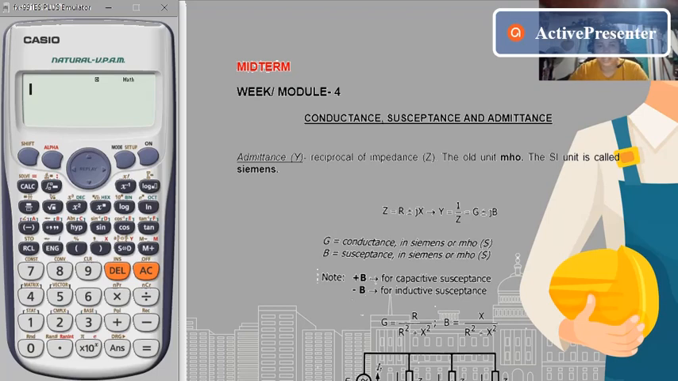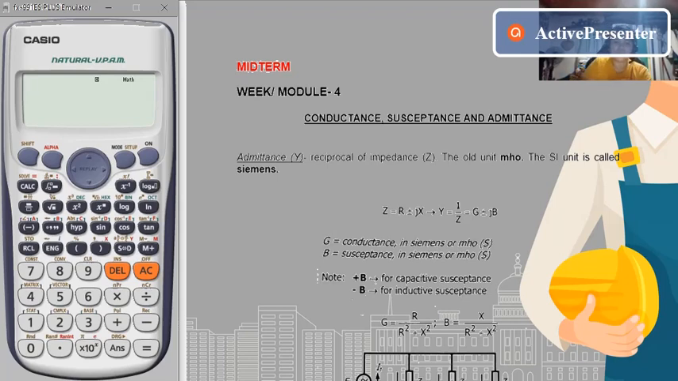So first, let's tackle admittance or Y. It is the reciprocal of impedance. Since we already know what impedance is, the old unit is mho. So the reciprocal of ohm is mho. The SI unit is called Siemens.